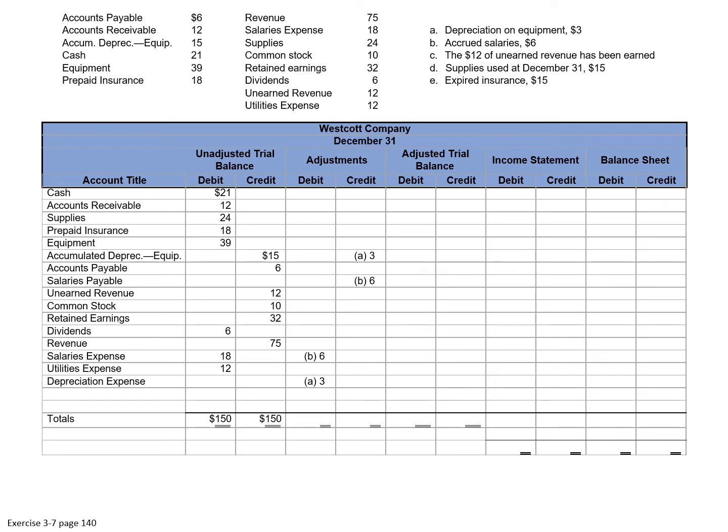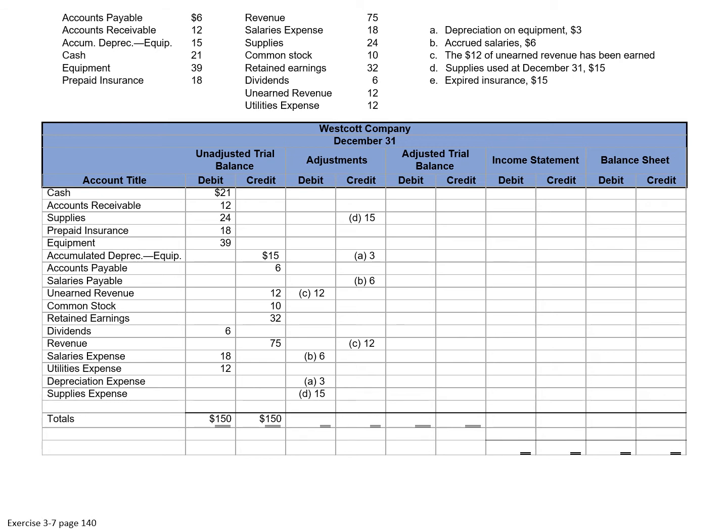Then in C, the $12 of unearned revenue has been earned. In our unearned revenue account, we had a $12 credit balance, but now that's been earned, and so our adjustment is a debit of 12 and a credit of 12 to our revenue. Then in letter D, supplies used at December 31st was $15. So we want to reduce our asset account supplies and we want to increase our supplies expense account. So we increase our supplies expense account with a debit and we reduce our supplies asset account with a credit.